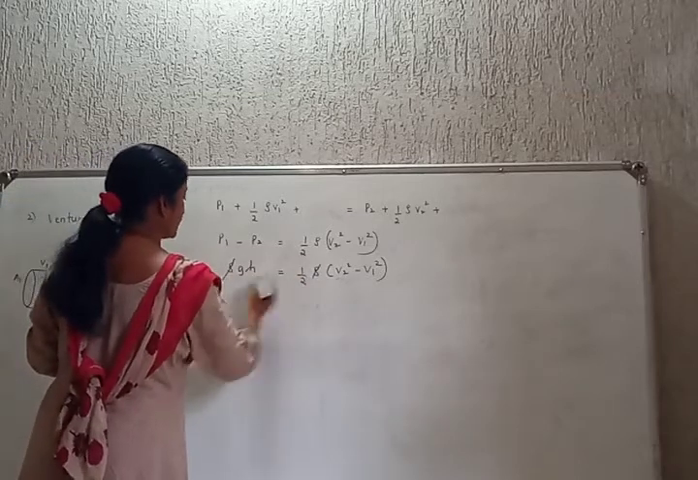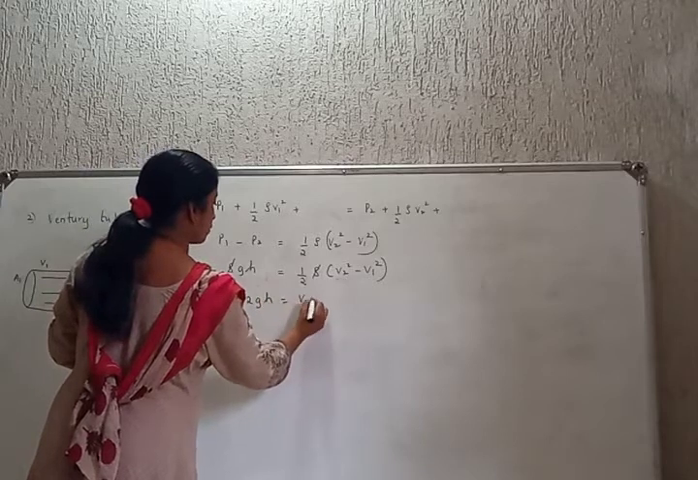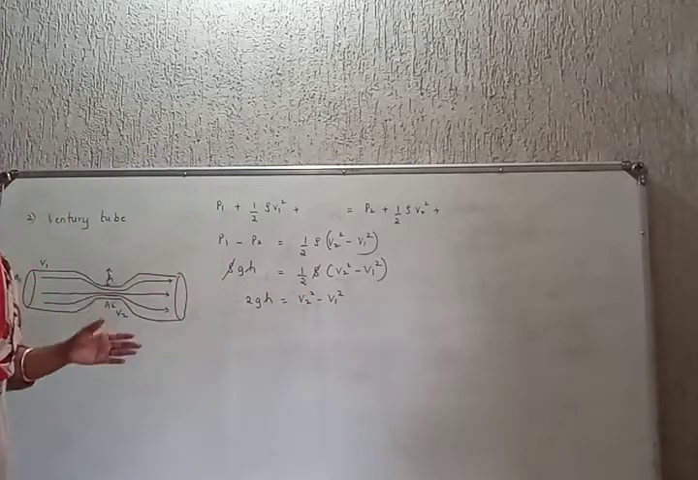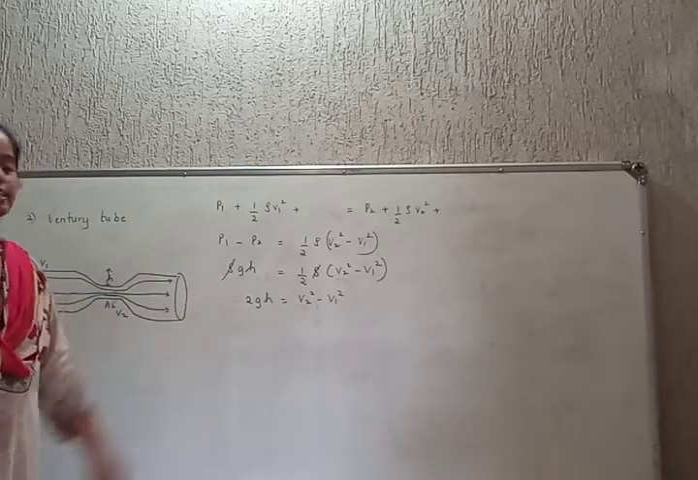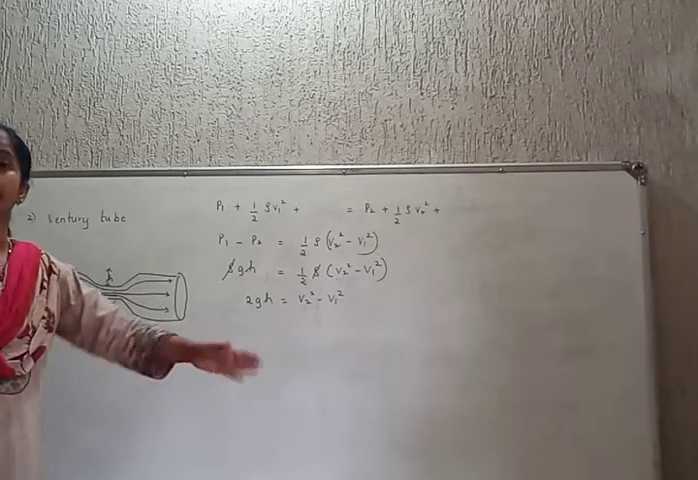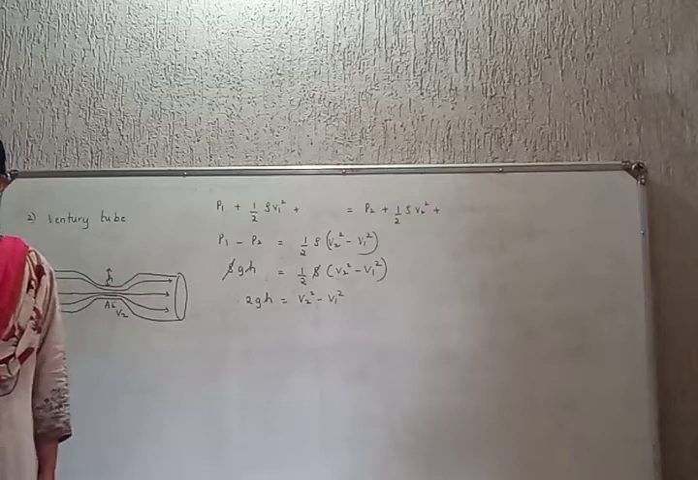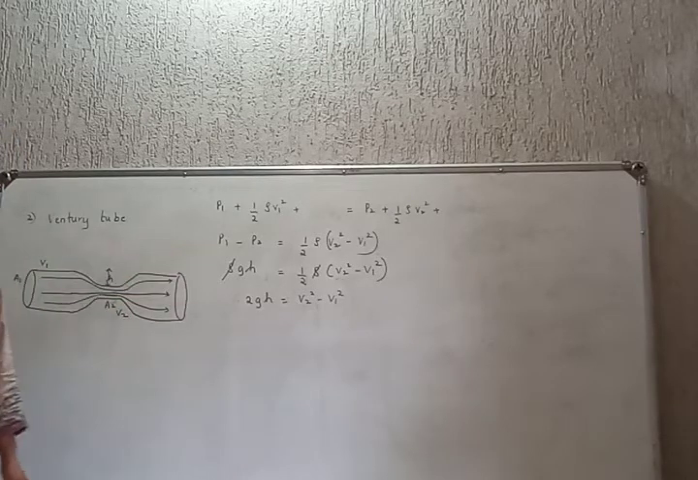Rho cancels, 2 multiplied: 2gh is equal to V2 square minus V1 square. Now you can calculate either V2 or V1. How? By using the equation of continuity. A1 V1 is equal to A2 V2. If you substitute V2, you will get the value of V1; if you substitute V1, you will get the value of V2. That is how you calculate the speed of flow of a fluid through a tube.